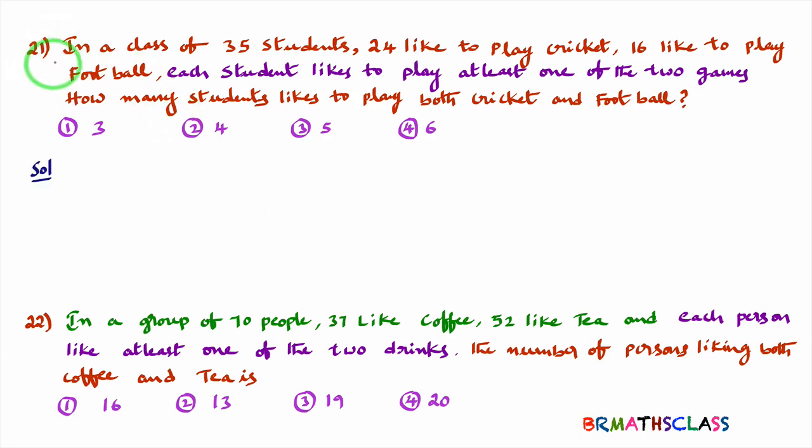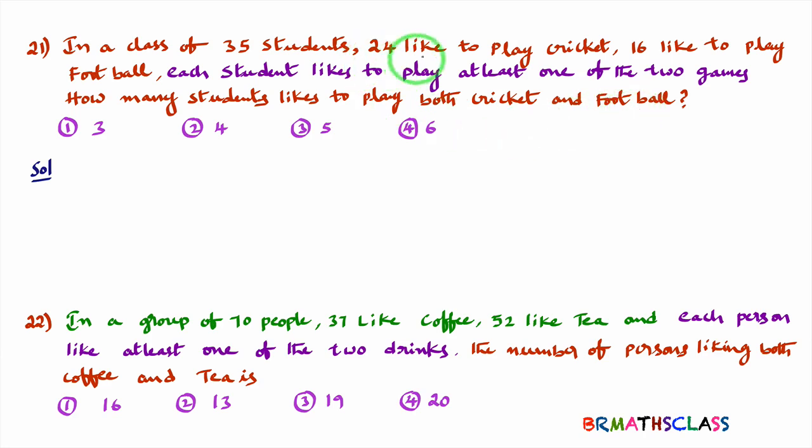You please see question number 21. In a class of 35 students, how many students are there? 35 students are there. Here they given that 24 like to play cricket, 16 like to play football. Each student likes to play at least one of the two games. This is important information, that's why I changed the color of this statement. How many students like to play both cricket and football? I hope you understand the question.